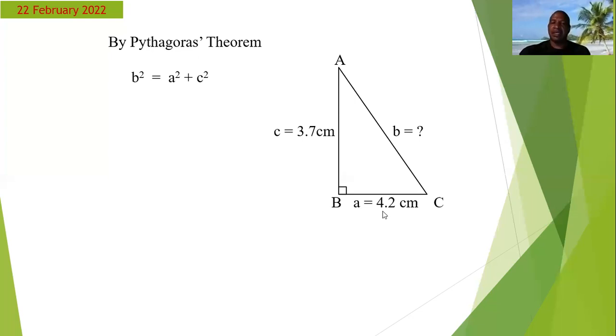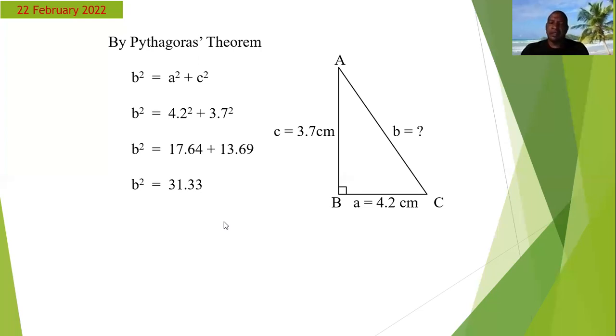Now we know what A is and we know what C is, but in the formula, these values are squared. So we have to put in these values and square them in the formula. Having worked out the squares of these numbers using a calculator, we will get 17.64 for 4.2 squared. We'll get 13.69 for 3.7 squared. Next, we're going to add the two values. So we know that B squared would be equal to that.